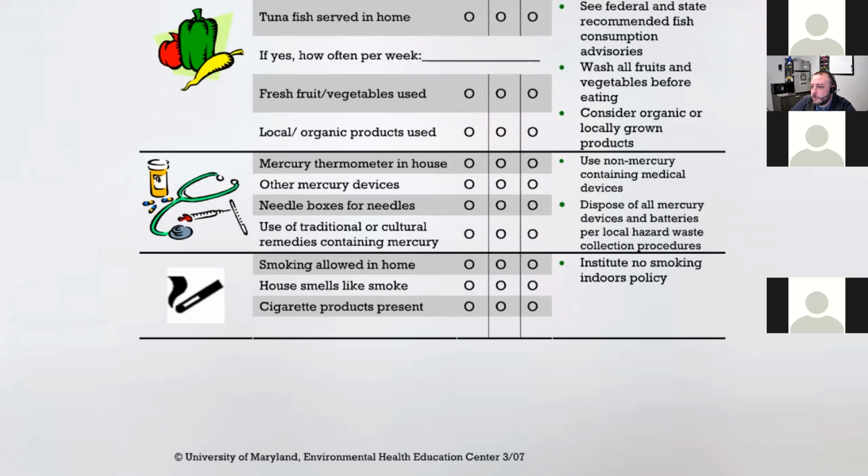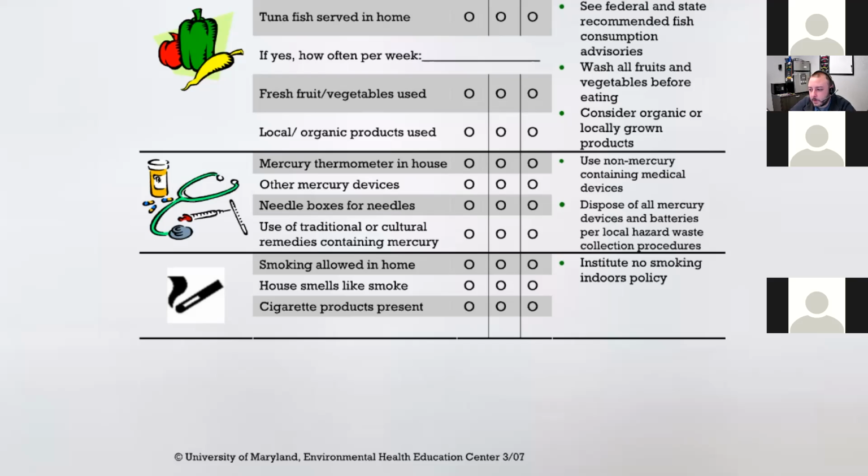And then going further, into some of their food: do they have tuna or fish in the home? That just has to do with mercury, right? Also, are they eating fresh fruits and vegetables? Where are they getting that? Is their refrigerator actually stocked with food, or is it pretty empty? Is the food moldy, or does it seem like it's not expired? And then, do they have needle boxes for needles if they're diabetic?